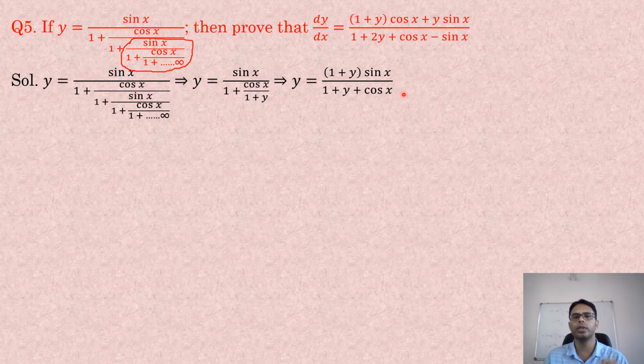Before that I am going to do some simplification by taking the cross product before differentiation. So it is simply y plus y square plus y cos x is equal to, this is the numerator only, 1 into this, that is (1 plus y) into sin x. Then take differentiation.